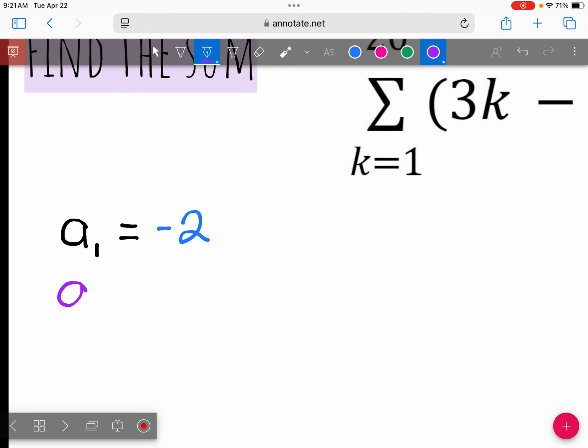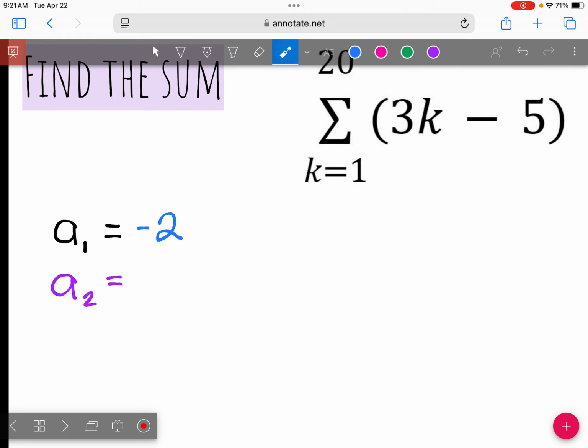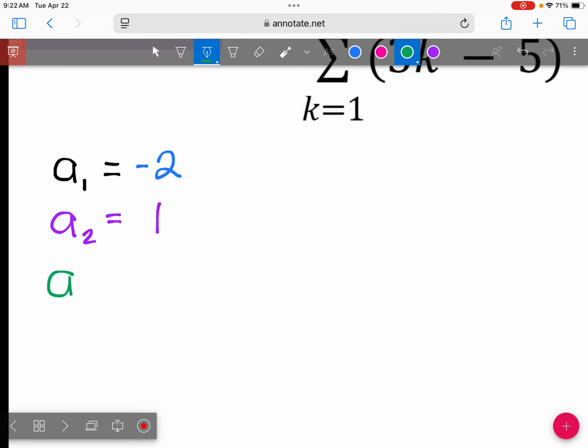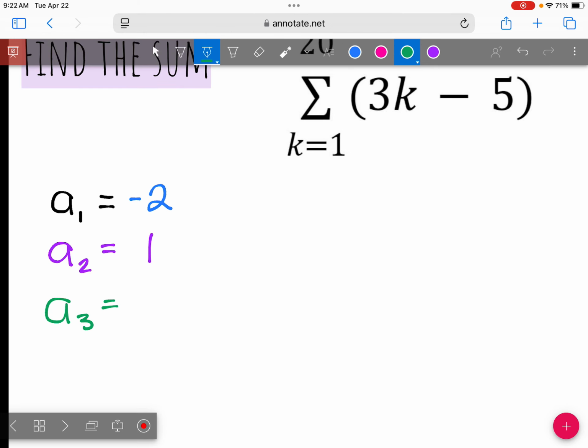What's going to be a sub 2? That's when we substitute 2 in here. 3 times 2 is 6, minus 5, we get 1. What's a sub 3? So how is it changing between here? Added 3, added 3. So our common difference is 3.